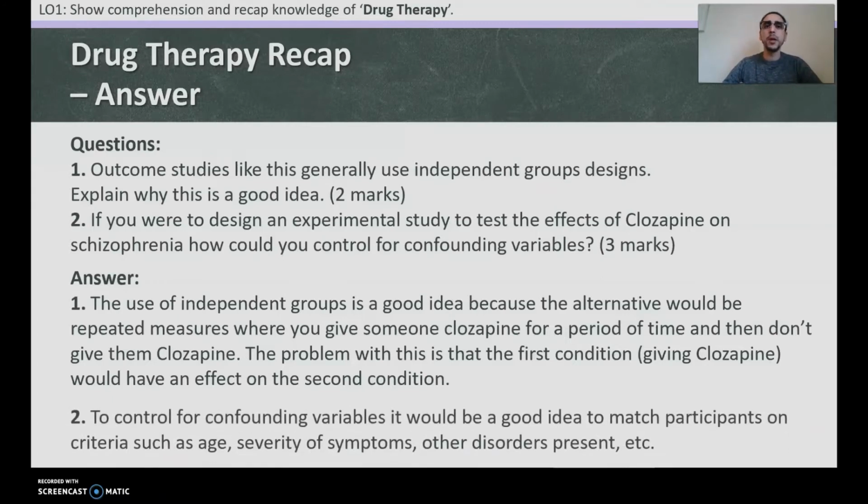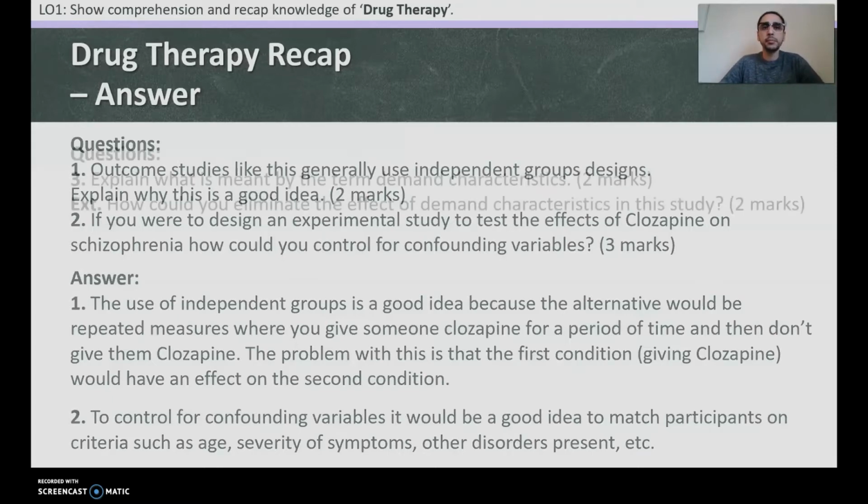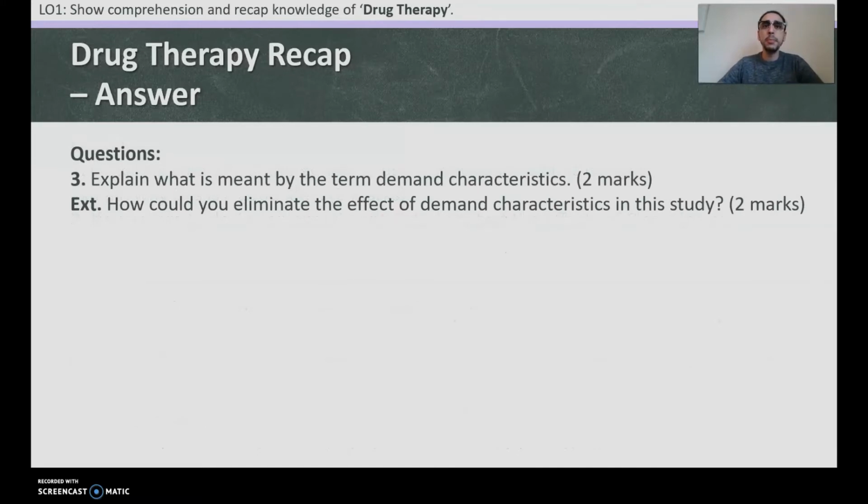If you were to design an experimental study to test the effects of clozapine, how would you control for confounding variables? Well, there's loads of confounding variables. To control confounding variables, it would be a good idea to match participants on criteria such as age, severity of symptom, other disorders present. All of these things might affect the strength or the usefulness of this medication. 3. Explain what is meant by the term demand characteristics.